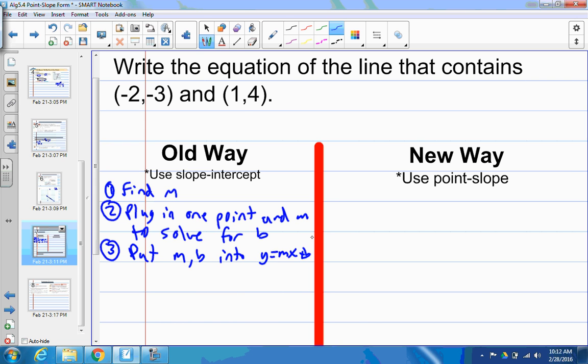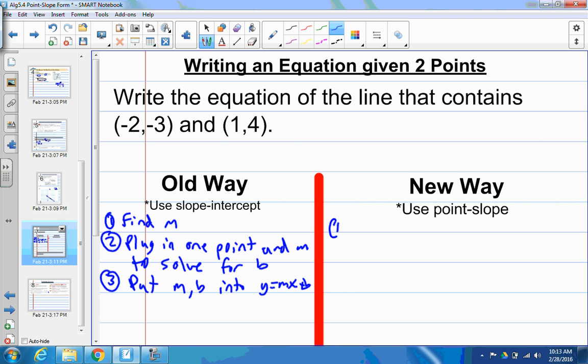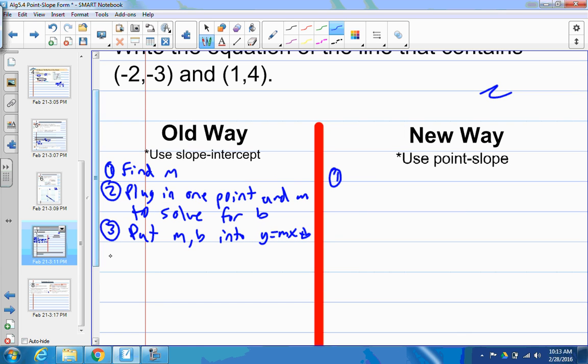Well, what we're going to do now is we're going to find the slope. We're still going to find the slope. So using point slope form, we're going to find the slope. And actually, we'll compare the two. So we're going to do this first one again.